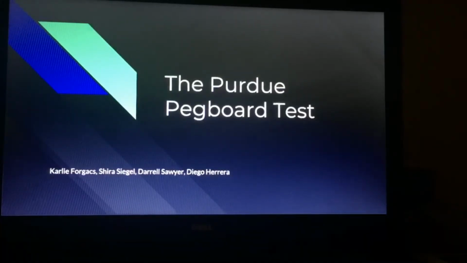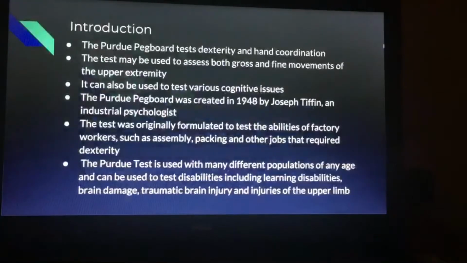For our assessment tool project, we had the Purdue Pegboard test. To introduce this to you, the Purdue Pegboard tests dexterity and hand coordination. It may also be used to assess both gross and fine movements of the upper extremity, and it can also be used to test various cognitive issues. It was created in 1948 by Joseph Tiffin, who was an industrial psychologist.